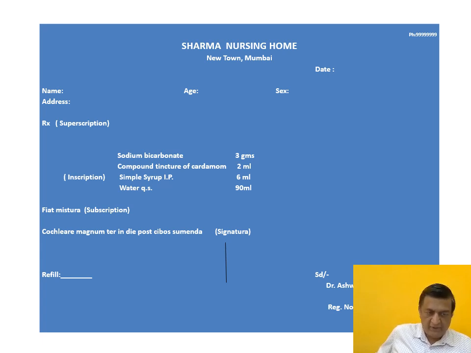For the subscription, here it is written as fiat mistura, which in Latin means make a mixture. And for the signatura, here it is written as cochlear magnum ter in die post cibum sumendum. The meaning of that is one tablespoonful to be taken 3 times a day after food. That is the signature. Next, the refill instruction, then the signature of the prescriber and his registration number are given in the format.